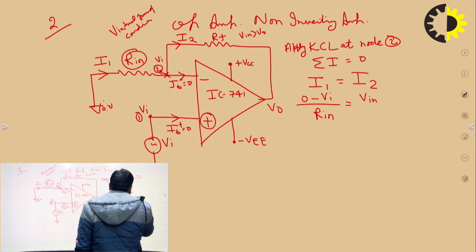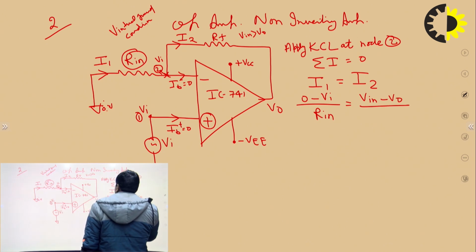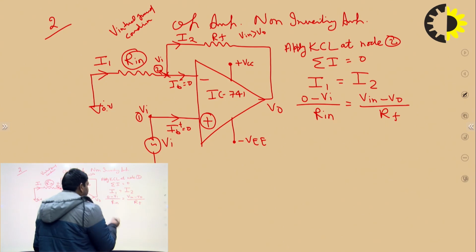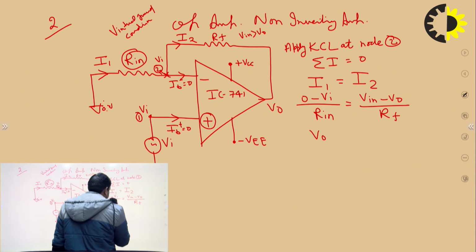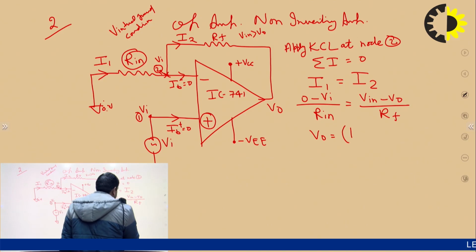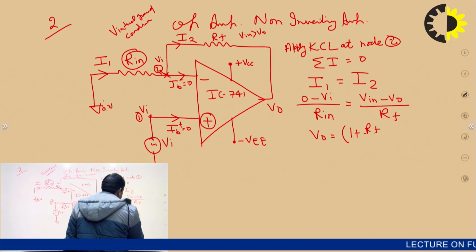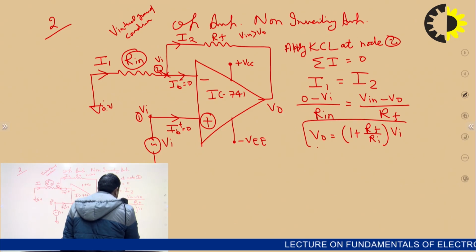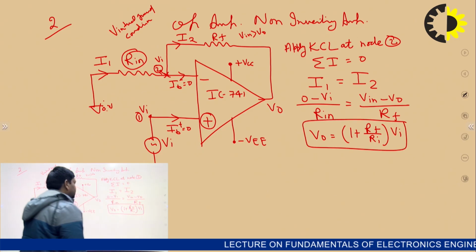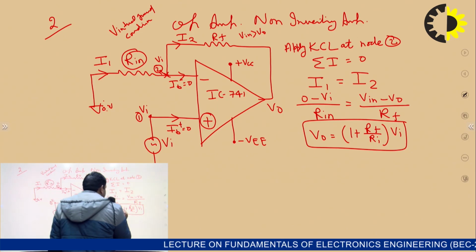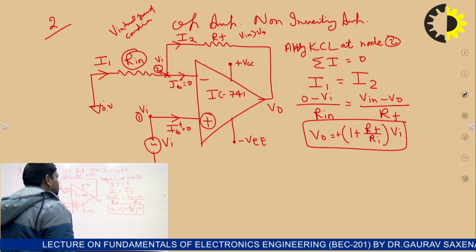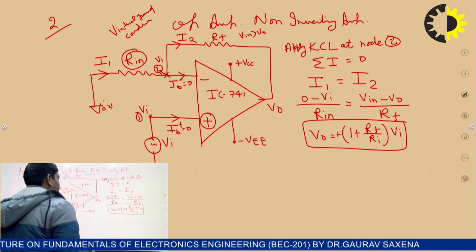So that means (Vin - V0)/Rf. So we easily calculate that V0 is equal to (1 + Rf/Ri) times Vi. In this case we see that the gain is positive, which denotes that the amplified output is in the same phase as the input terminal.